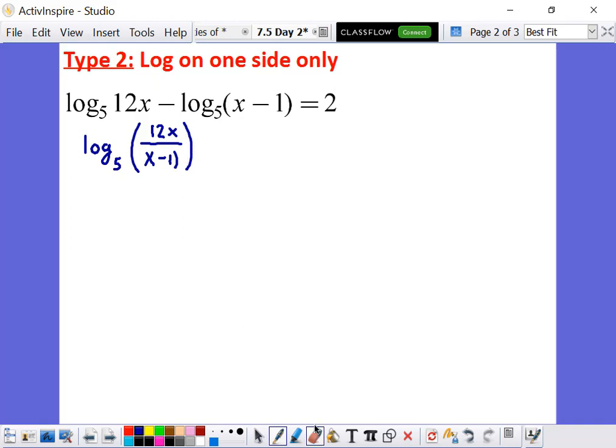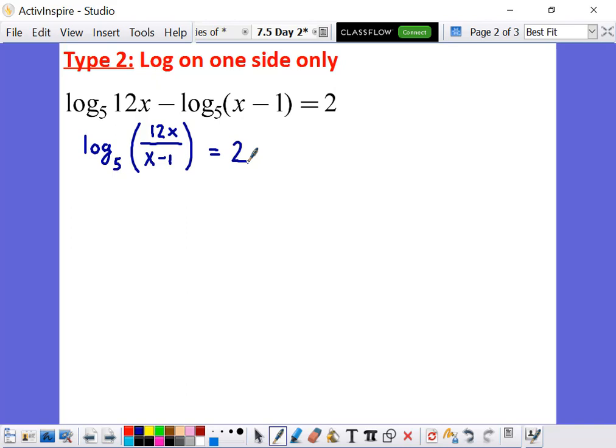I have an extra parenthesis in there. I'll get rid of that. And that still equals 2. Okay, so again, what we did is we used some 7.5 properties to condense these two logs into one. And now once you get it like this, it is a 7.4 question. You've already practiced solving these.